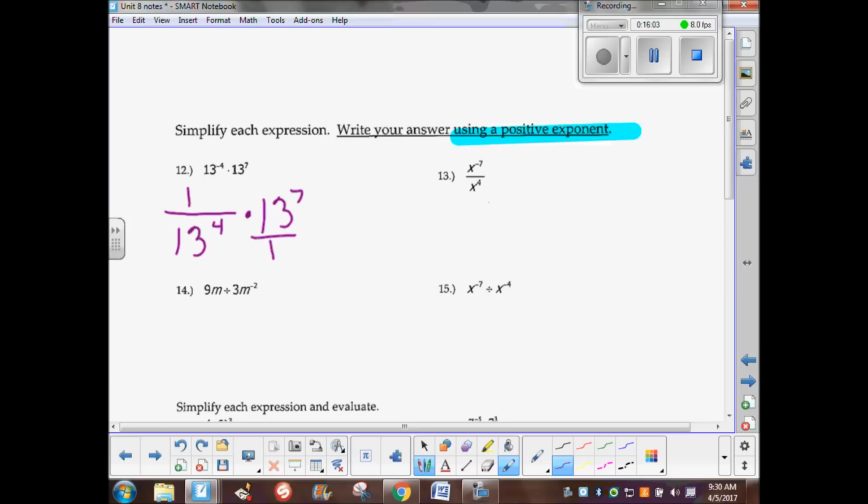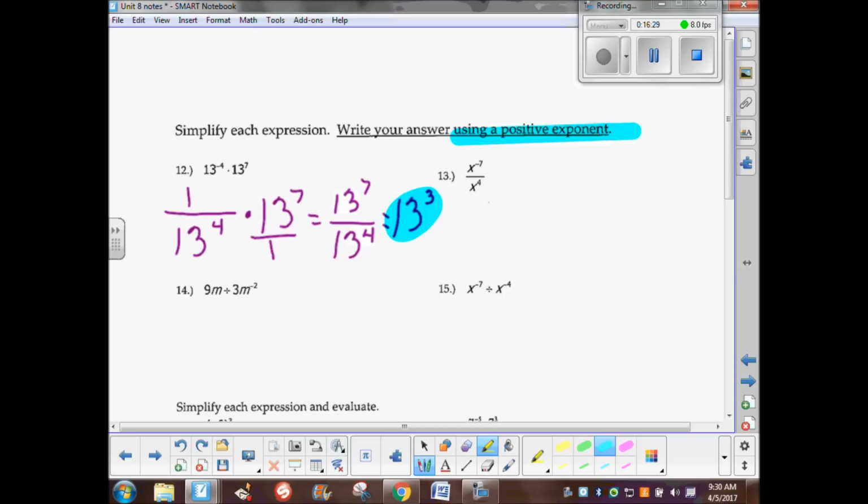What's 1 times 13 to the 7th? 13 to the 7th. Oh, no cross multiplying. Cross multiplying goes on a diagonal. What's 13 to the 4th times 1? 13 to the 4th. So it would be 13 to the 3rd. Okay, that's how Ethan saw it, and that's mathematically correct.